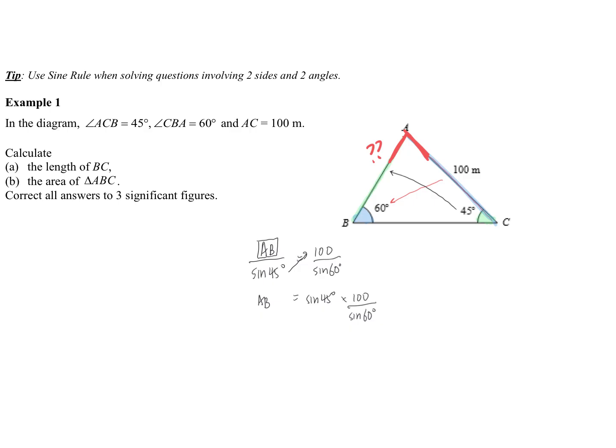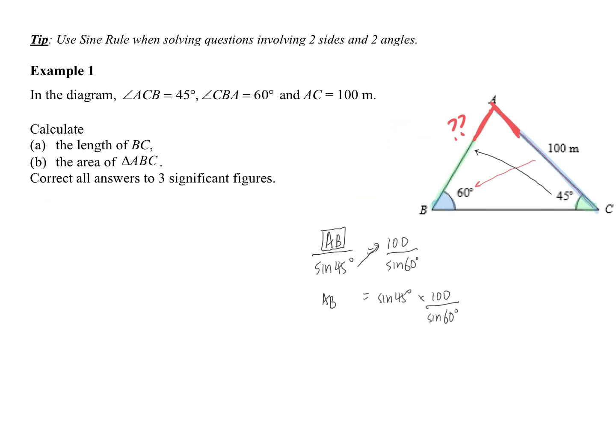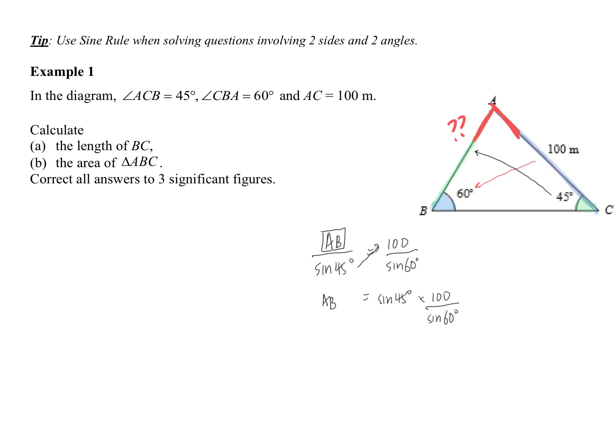Okay, so this one we will continue tomorrow. But if you want, you can go back and try this part. Before, do you need this or that? What should you get? Sine 60. 81.64966. So 3SF, 81.6 meters.